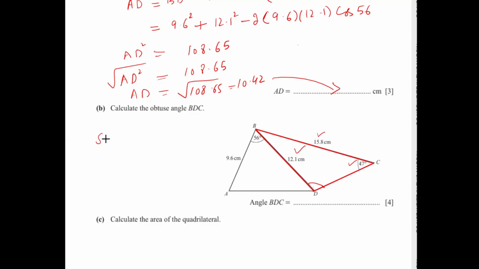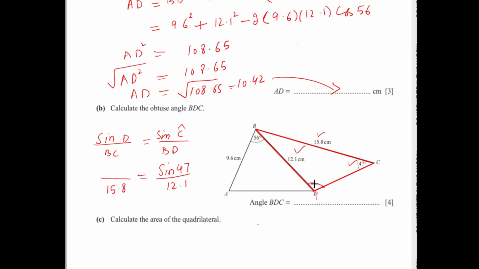Here the formula of the sine rule is, look here, this is sine D over our opposite length BC, which will be equal to sine C over our opposite side of this angle, which is BD. We will substitute the values. Sine C here is sine 47. C is 47. We write sine 47. BD here is 12.1. And the length of BC, this is 15.8.